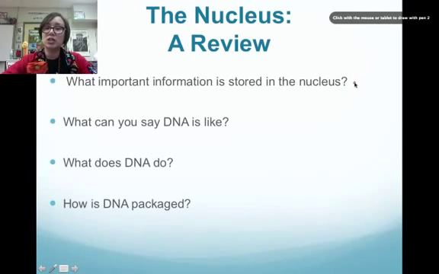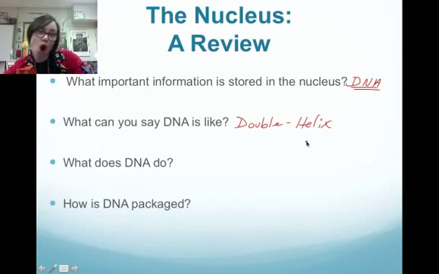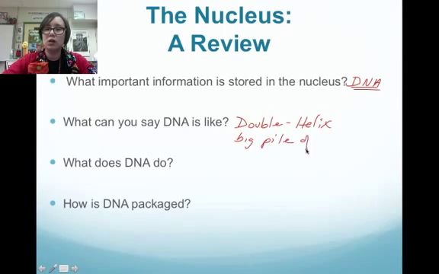Well, the important information that's stored in the nucleus, and the reason why it's considered the control center of the cell, is because it contains DNA. That's the important stuff that's housed in the nucleus. What can you say DNA is like? Well, we've talked about this before. DNA is a double helix. But with all that DNA inside of the cell, it's also like a big pile of yarn or string.